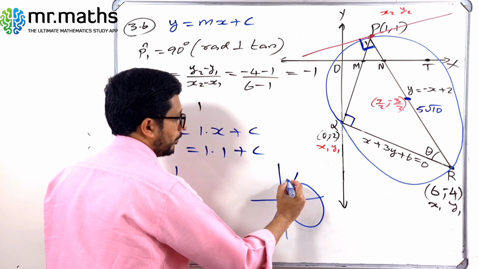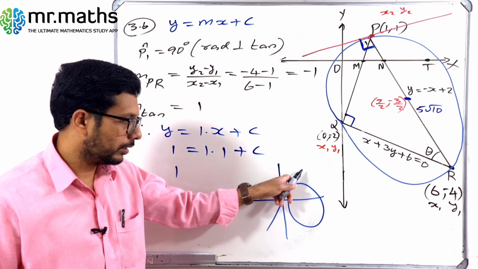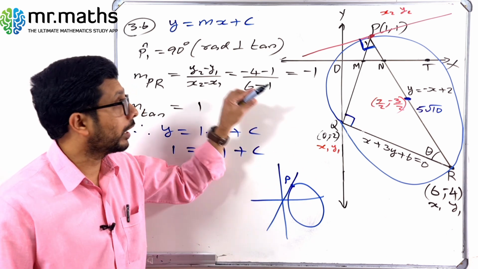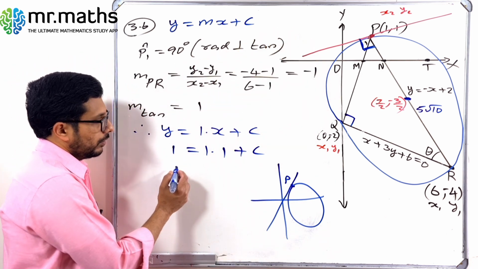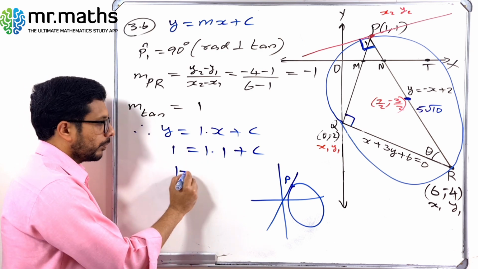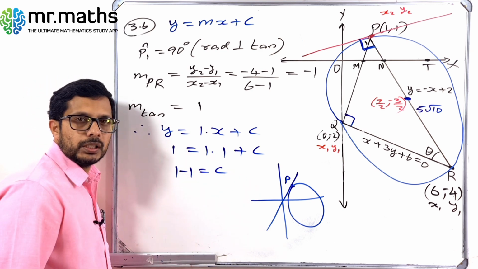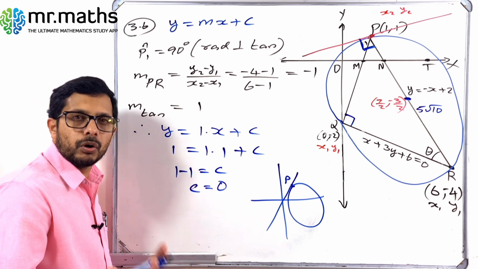Then the circle will come here. This is the point P. Okay, so the correct drawing is like this. The tangent is supposed to be like this, not like that. Anyway, now 1 times 1 is 1, so take that 1 to this side. So it is minus 1 is equal to C. So what is the value of C? 1 minus 1 is 0. So the value of C is 0.